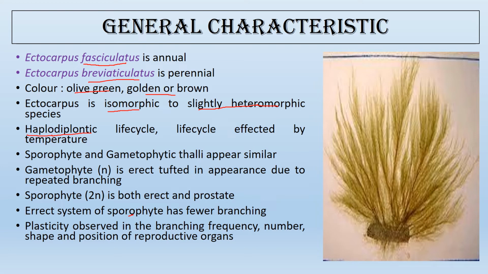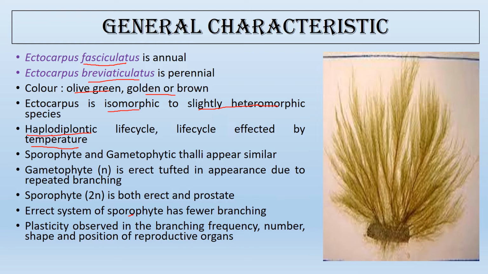But this alternation of generations is dependent upon many external factors, especially temperature, which is a major factor. In fact, if we manipulate the temperature under lab grown conditions, we can obtain the gametophytic generation reaching the sexual reproductive stage even at a very short height. So this is how the life cycle can be affected by temperature.